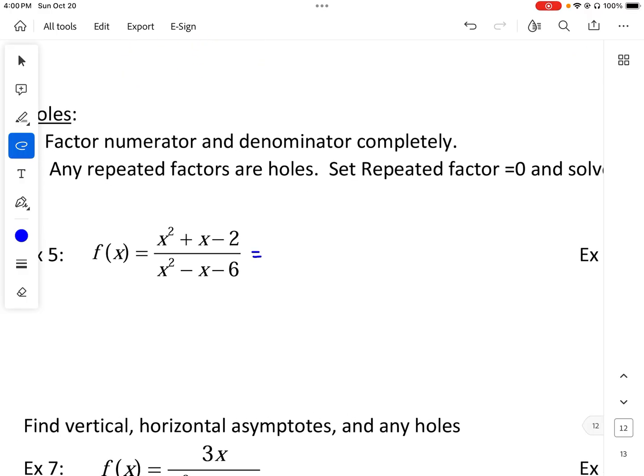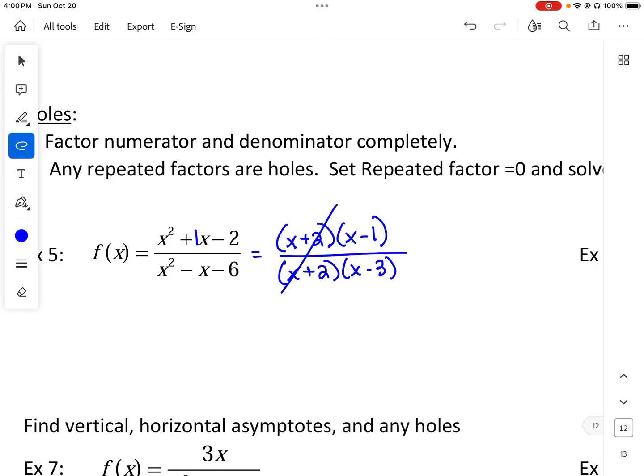So let's see. We have what multiplies to get -2 and adds to get 1. That would be +2, so x plus 2 and x minus 1. And then what multiplies for the denominator? What multiplies to get negative 6 and adds to get negative 1? So it'd be x plus 2 and x minus 3.